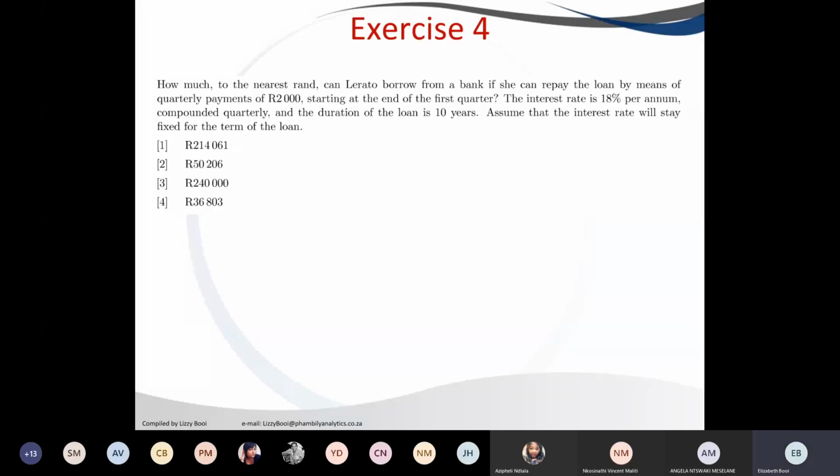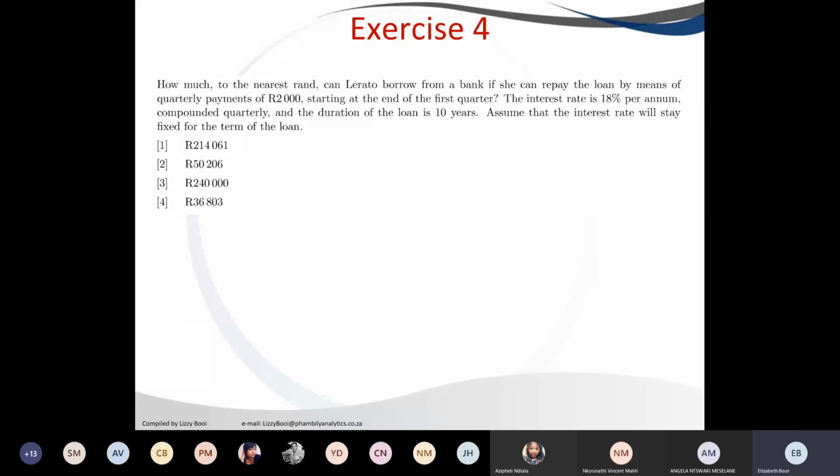How much, to the nearest rand, can Lerato borrow from a bank if she can repay the loan by means of quarterly payments of 2,000, starting at the end of the first quarter? The interest is 18% per annum, compounded quarterly, and the duration of the loan is 10 years. Assume that the interest rate will stay fixed for the duration of the loan. How much, to the nearest rand, can Lerato borrow from the bank?